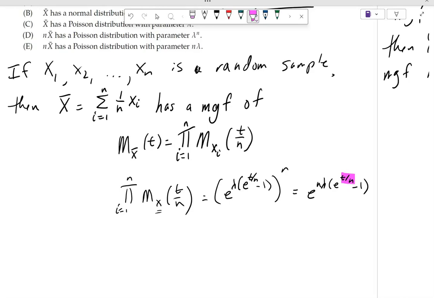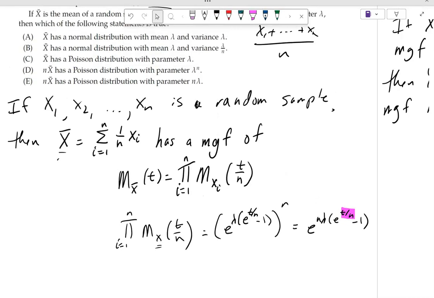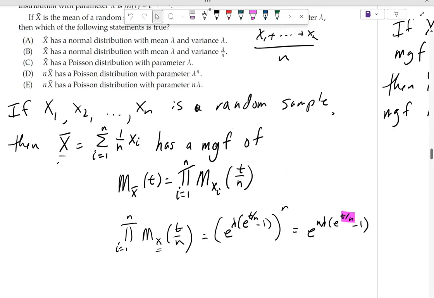So going back over here then, looking up here, notice that knocks out these three choices, doesn't it? Because I know right away that x bar itself, the mean of the x's, does not have a Poisson distribution, because it doesn't have the right exponent, right? Okay. So it must be one of these other two.